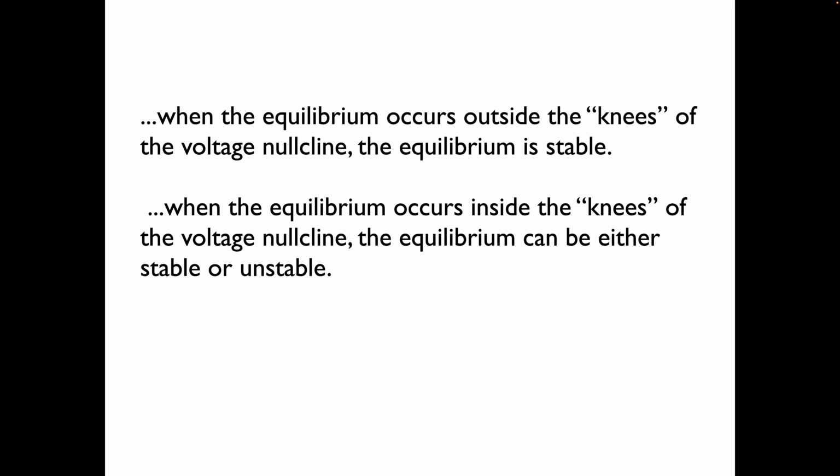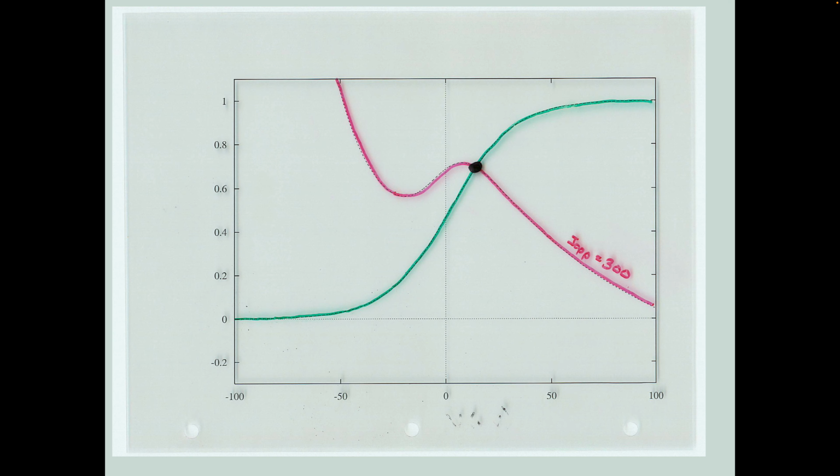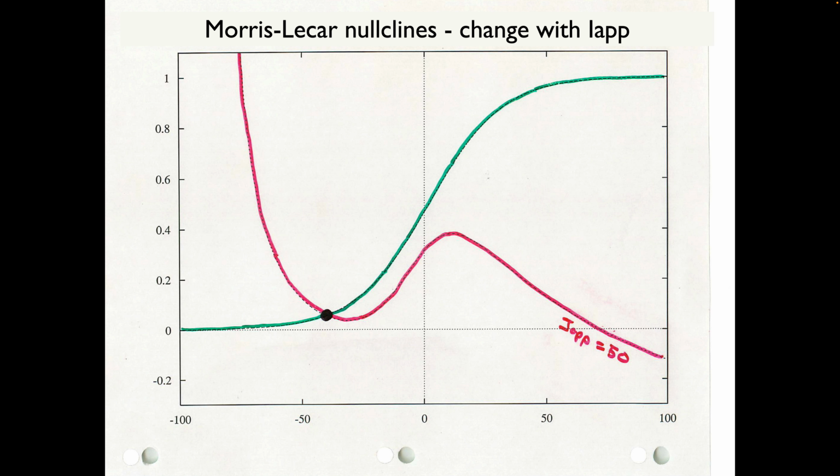Now, it can be shown that when this intersection occurs outside of the knees of the voltage null line, the equilibrium has to be stable. And when the equilibrium occurs inside the knees of the voltage null line, the equilibrium can be stable or unstable. That's the general case. So in this case here, since the intersection is outside of the knee, to the right of the knee of the voltage null line, we know it's stable. It's also true that we know this is stable because it's occurring to the left of this knee here.